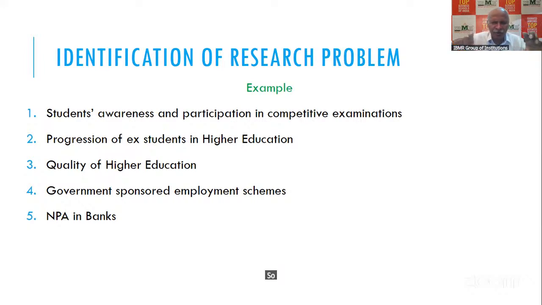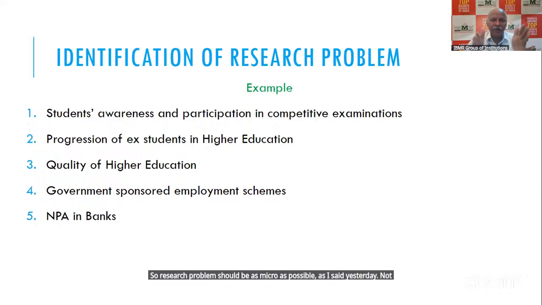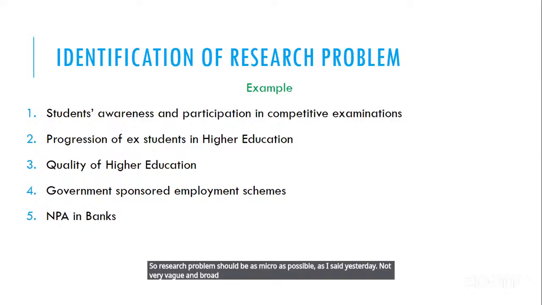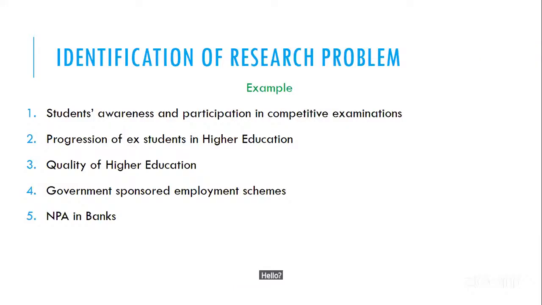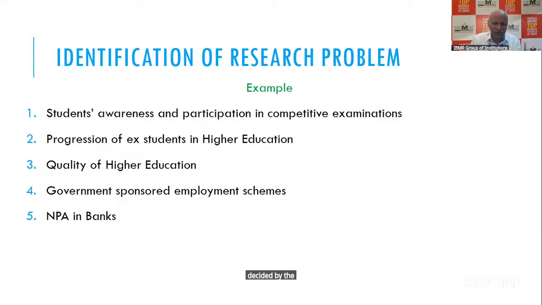So, research problem should be as micro as possible, as I said yesterday, not very vague and broad. Decided by me, areas and sectors. NPA in banks, is it clear? Again, this needs to be explored. This research problem needs to be explored and we have to reach the specific research problem.